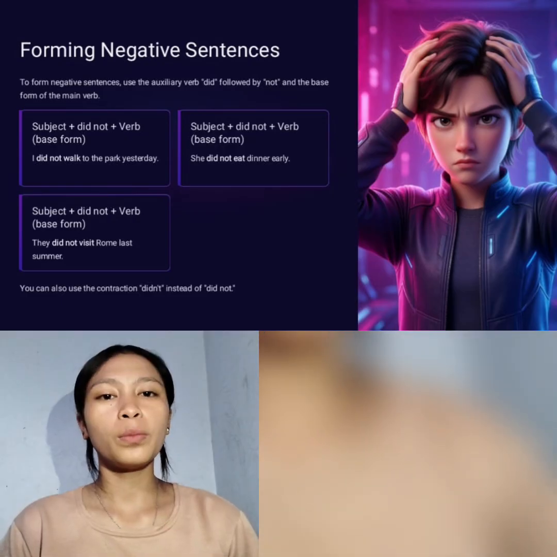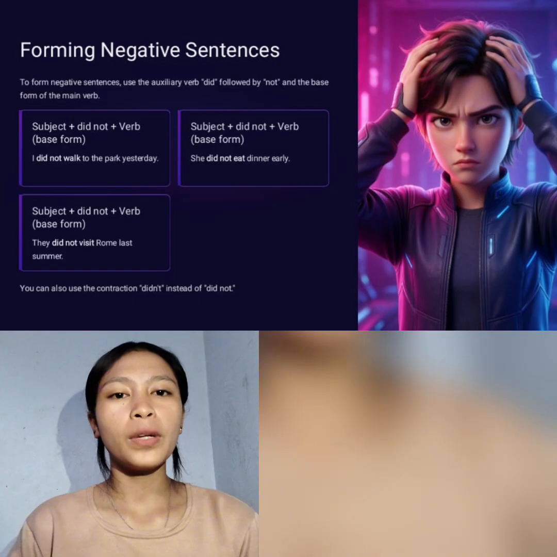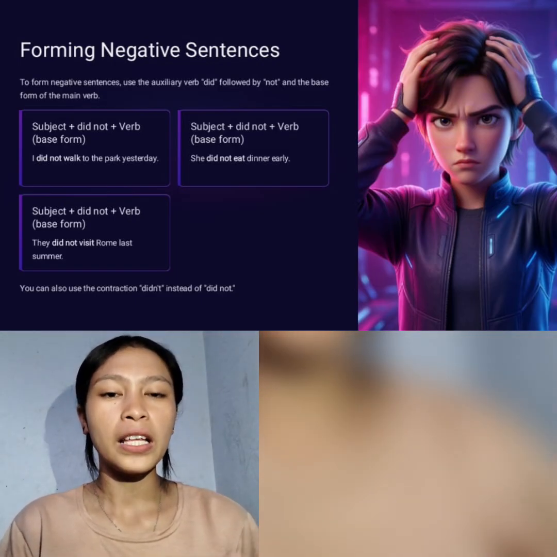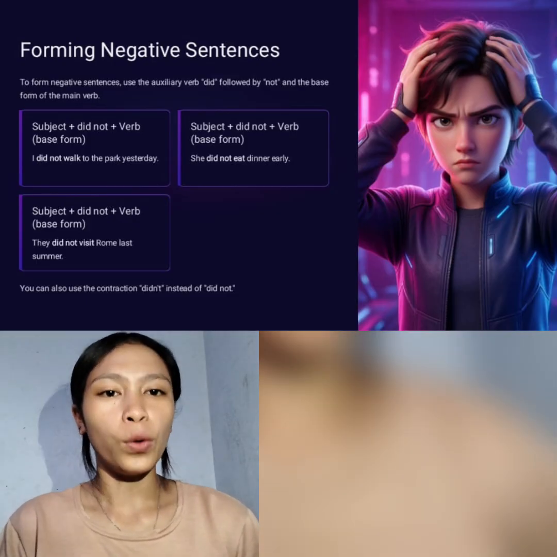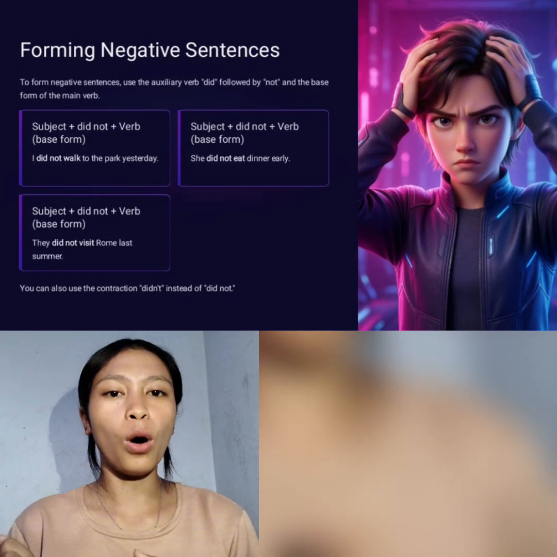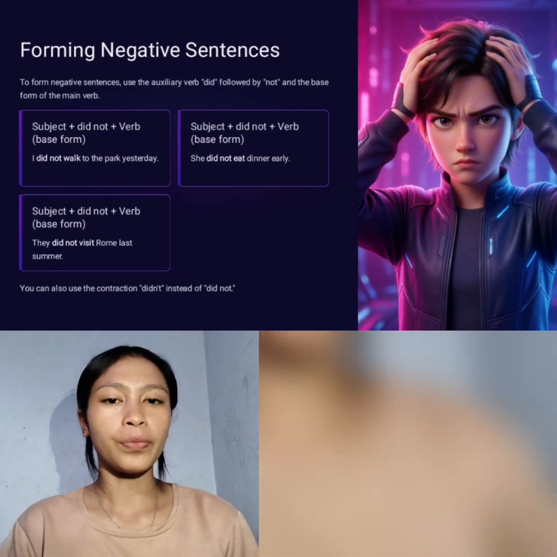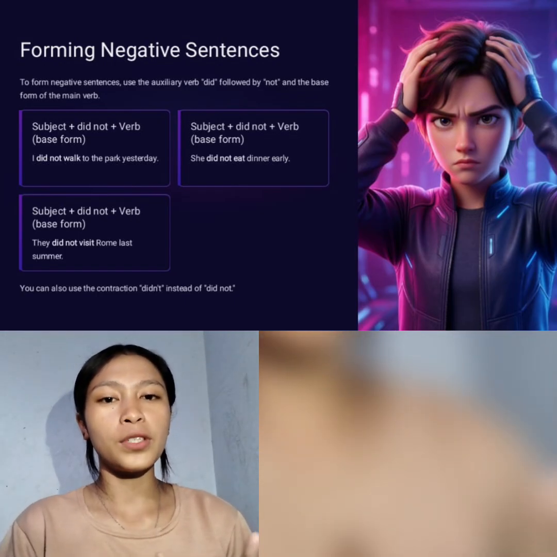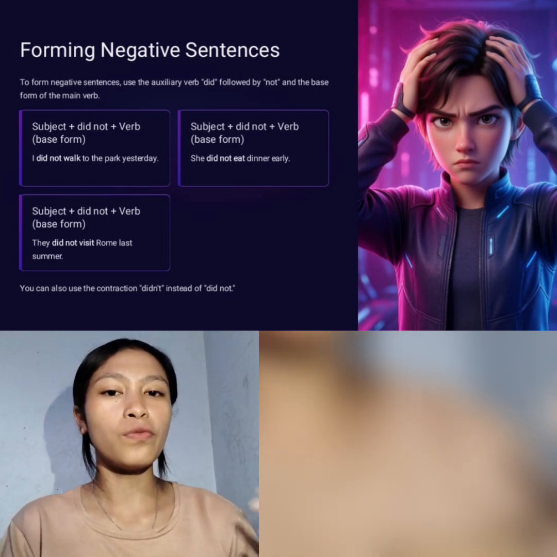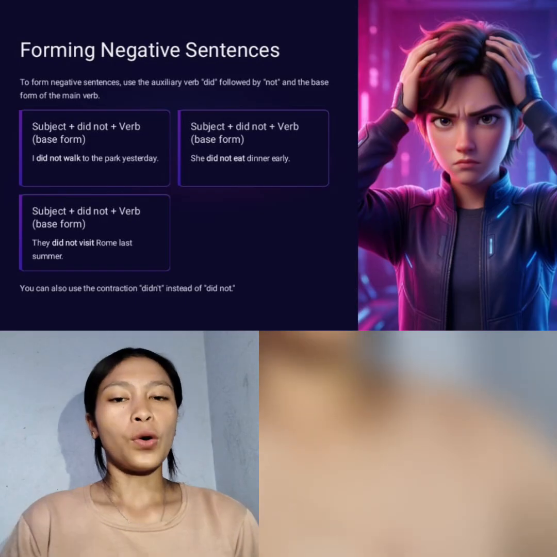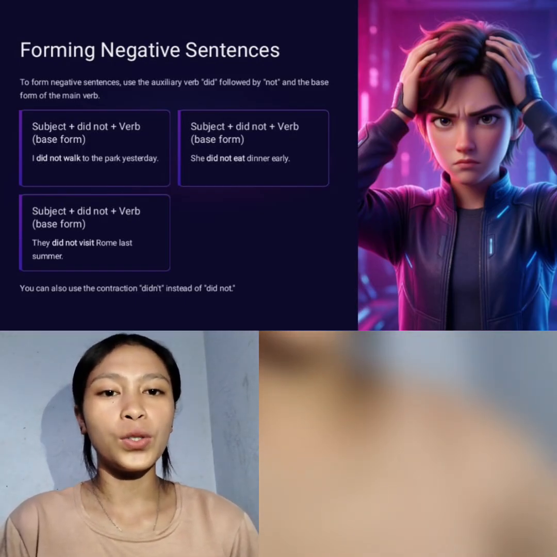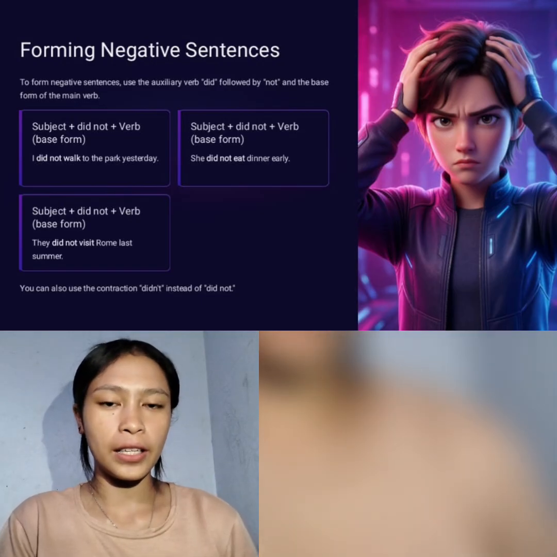Then we move to forming negative sentences. To form a negative sentence, use the auxiliary verb did, followed by not and the base form of the main verb. For example, the form is subject plus did not plus verb base form. So, for example, I did not walk to the park yesterday.